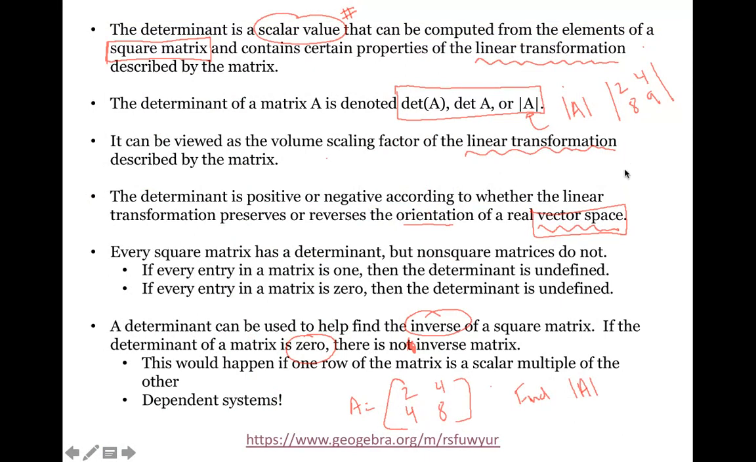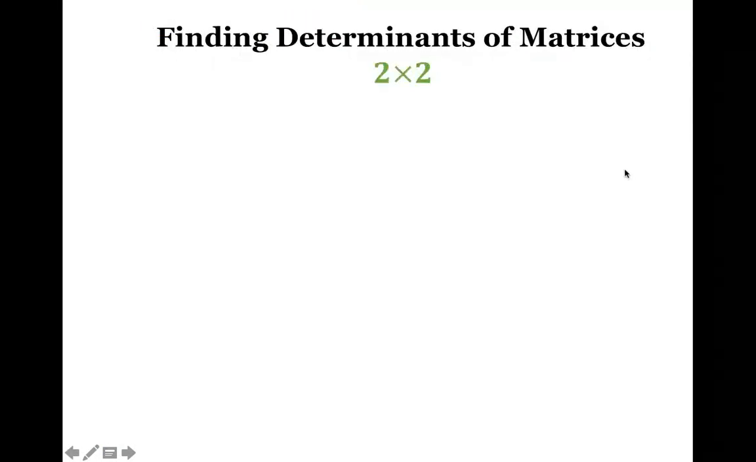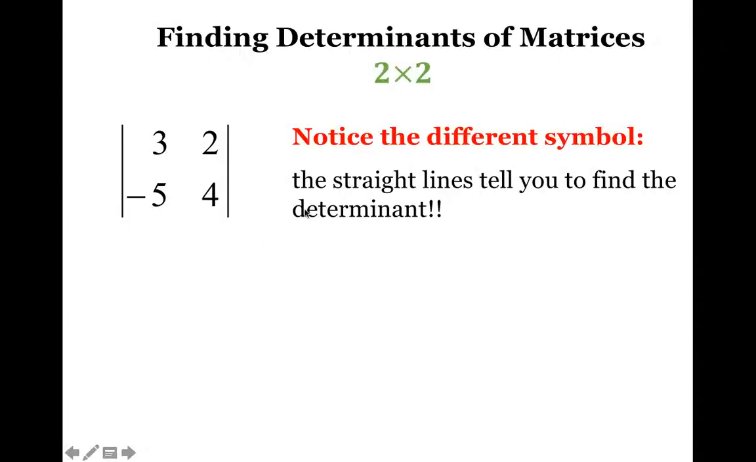Okay, so that's some information about determinants. So you're probably wondering, how do I calculate this? Finding determinants of matrices. This notation indicates that we are finding a determinant. That's what these bars mean. I'm not saying here's the matrix; this is telling me to do an operation. It's like how you're used to seeing an addition sign and that means I have to add. I shouldn't just leave it. And that's different than a subtraction sign. It is a notation. So notice the different symbol. The straight lines tell you to find the determinant.